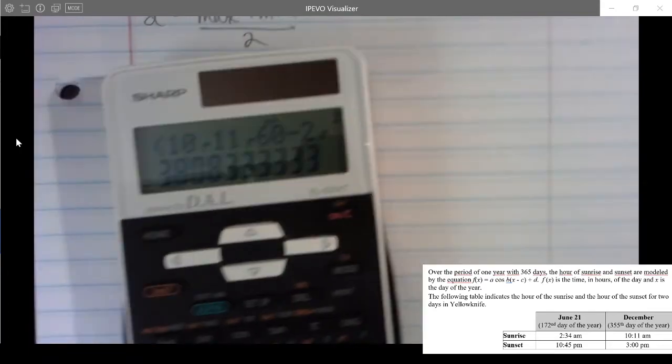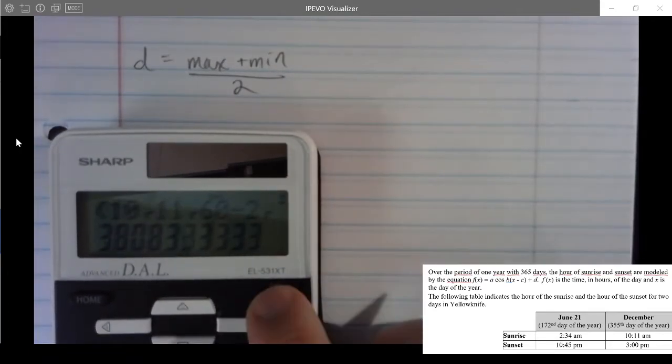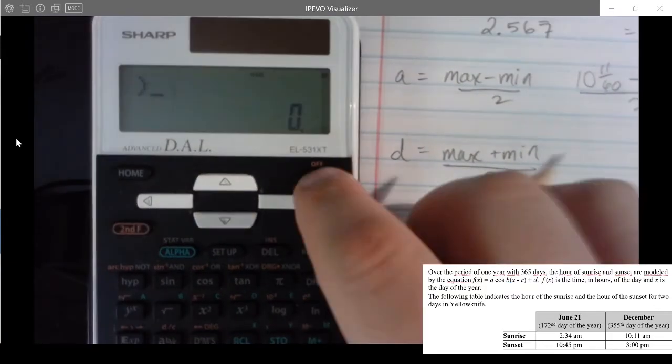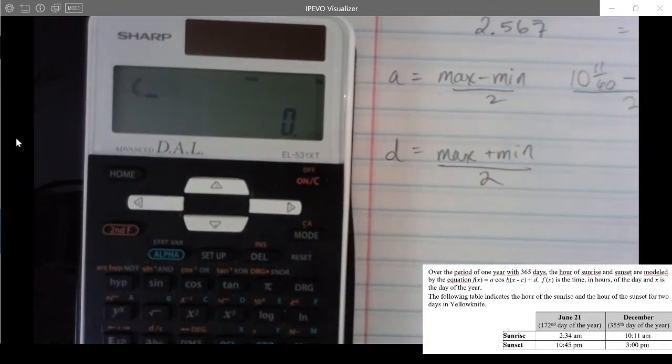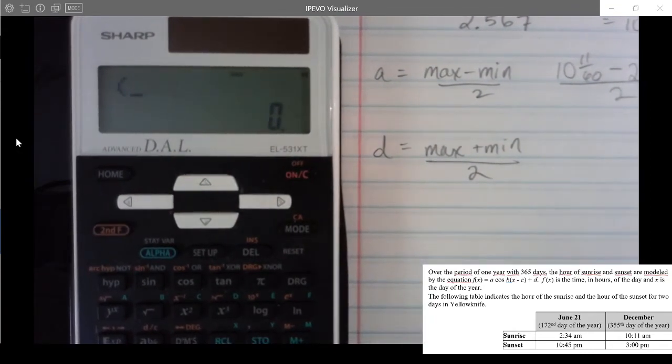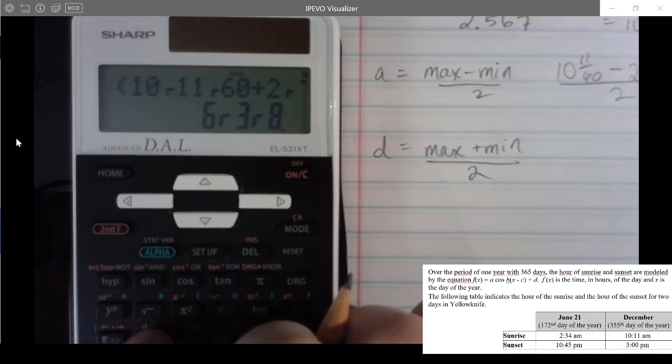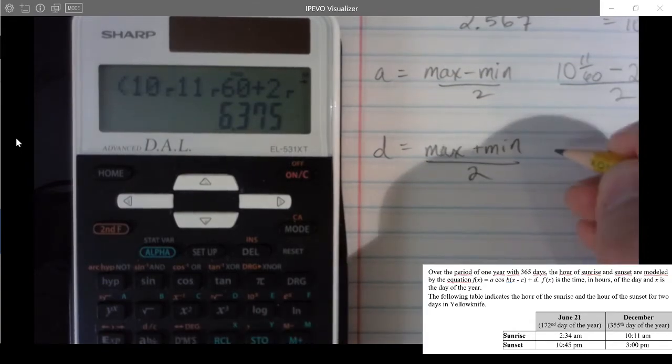Now let's do my D number, using the same button punch sequence. Oops, helps if you start with the bracket. Open a bracket, 10 and 11 over 60, plus 2 and 34 over 60. Close my brackets and divide by 2, and there we go, 6 and 3/8. That one actually is not repeating. That's 6.375.